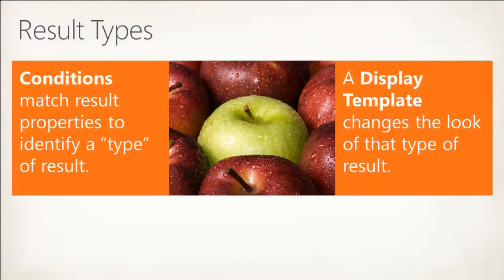All right. So result types are basically two things. They are conditions that match a property, so you can identify a certain type of result. Then they use a display template to customize how that result type should look. So a condition, you can say content type X, or file type XYZ, right? And then you basically say, okay, when this condition is true for a given result in my Search Center, go ahead and use this result type to show that content.